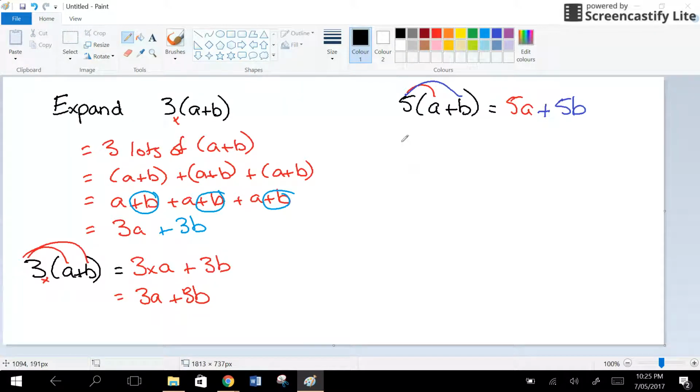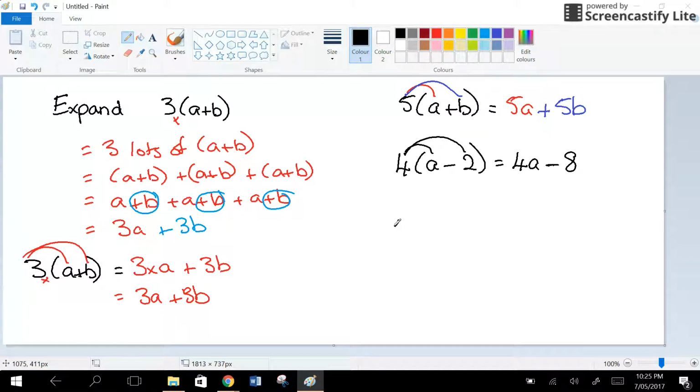Let's do another one. If we have 4 and we have A minus 2, for example, it's slightly different. So 4 times A is 4A, and that's a minus in there, so we put a minus in here. And then 4 times 2 is 8. So that gives us 4A minus 8.